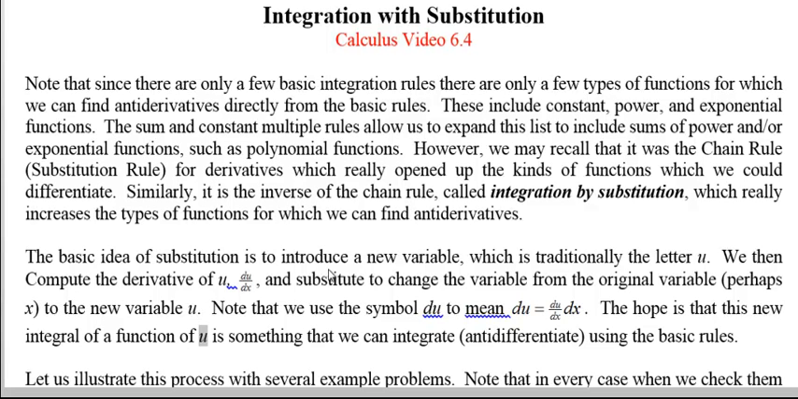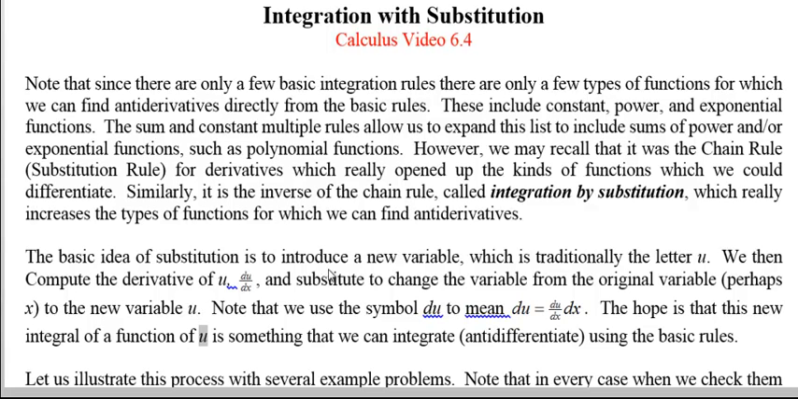Remember, we've already looked at some basic integration rules, or antiderivative rules, in the last couple of videos, and really we've only learned how to find antiderivatives of very few kinds of functions: constant functions, power functions, and exponential functions. Now the sum and constant multiple rules allow us to expand that a little, to things built up by adding those together and maybe multiplying by a constant, such as polynomial functions. So we can find antiderivatives of those kinds of things, but really that's it so far.